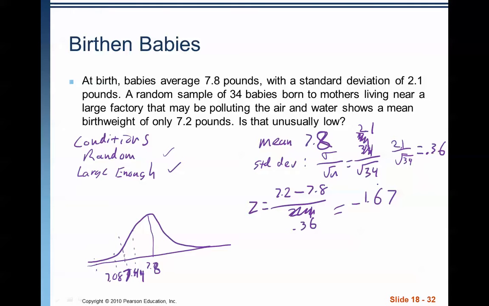So is that unusually low? No, it's not. Two standard deviations is unusually low, but negative 1.67, it's approaching it, but it's probably not that unusual. It's certainly lower, but it's not so unusually low that we don't think it could have happened by random chance.